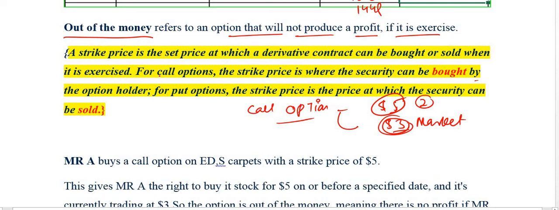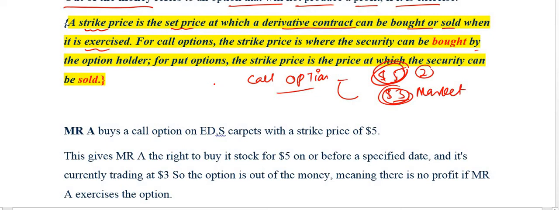Okay, first let me explain what strike price is. Strike price is a set price at which the derivative contract can be bought or sold when it is exercised. So the $5 is the strike price at which the option can be bought or sold. Okay, so for a call option, the strike price is where the security can be bought.